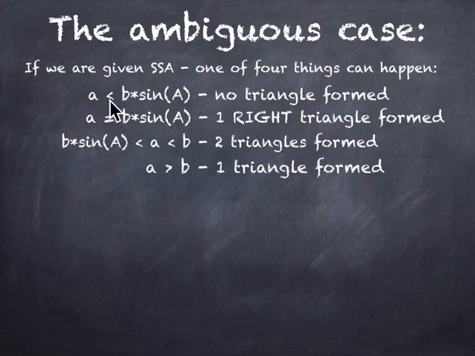Specifically, if A is less than B times the sine of A, then you can't form a triangle. If A is exactly equal to B times the sine of A, then you get your one right triangle that's formed. And if A is in between B times sine of A and B, that's when you have two possible triangles. And if A is really big, you'll have just one.